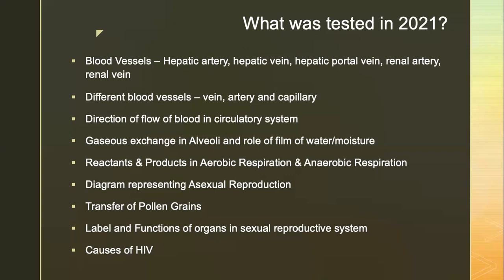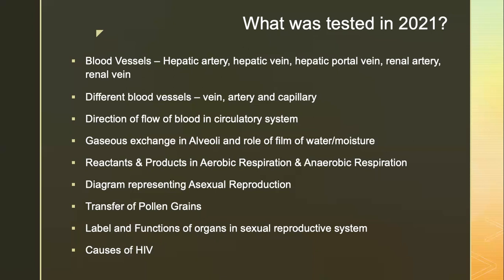How are they different? Vein has a thin muscular wall with a larger lumen compared to artery. Artery has a smaller lumen with a thicker muscular wall. Capillary has only a one cell thick wall, which shortens diffusion distance for exchange of substances between the blood and the cells. Students need to be familiar with the direction of flow of blood in the circulatory system. They need to know where the blood flows from and to.